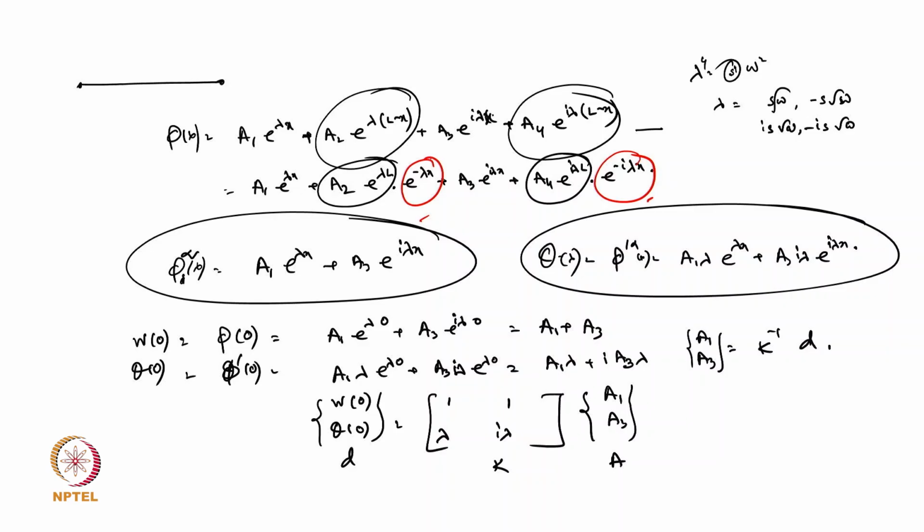Now if you substitute that, what is your phi of x? You will already get a1 and a3 in terms of D. So you just write e to the power of lambda x and e to the power of I lambda x into the inverse of K with D. That will be your direct displacement field. In this way you can easily obtain the displacement field and the associated rotational field for the case of semi-infinite beams.